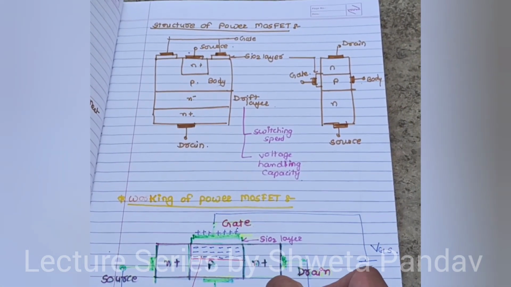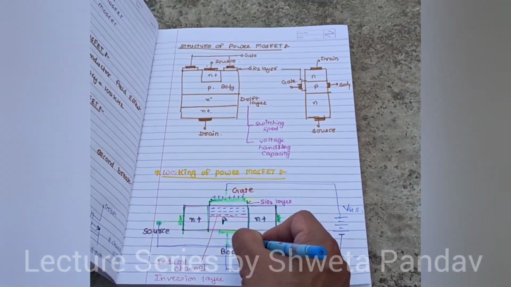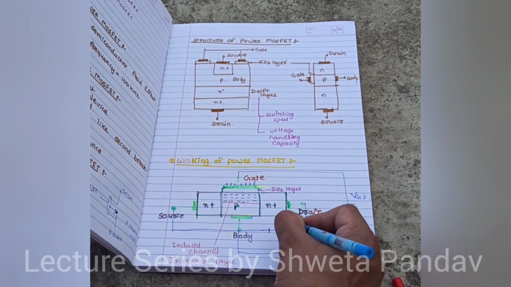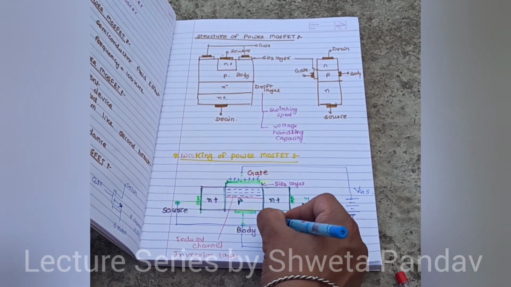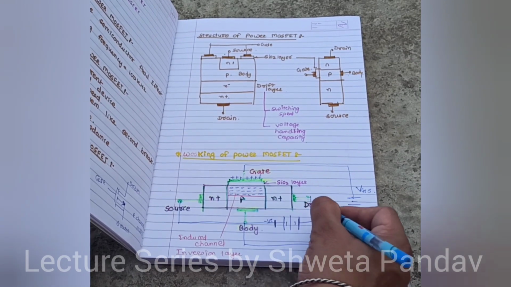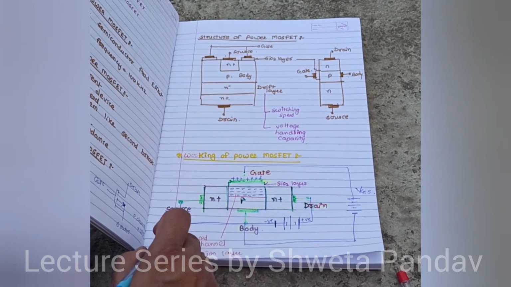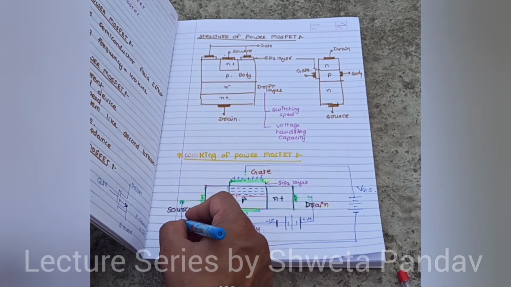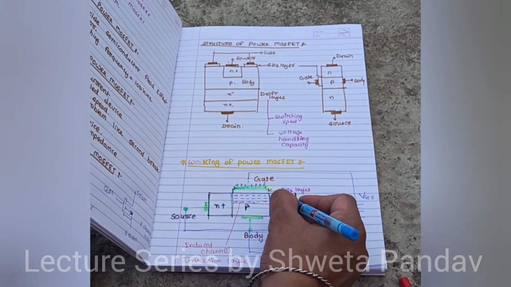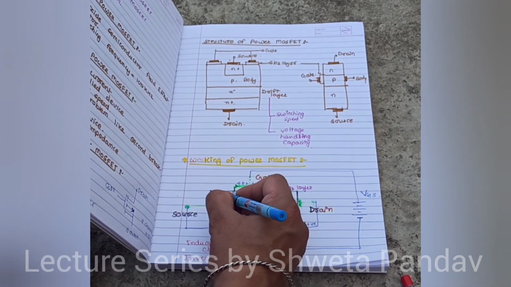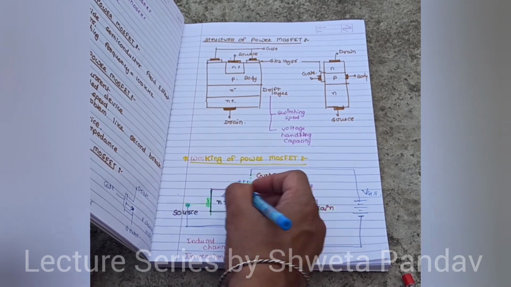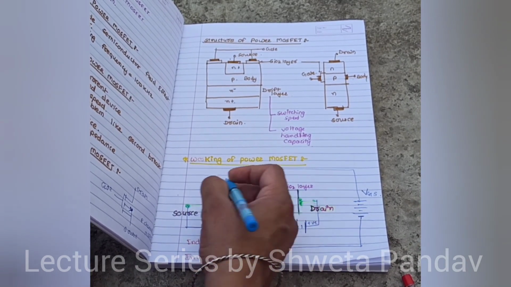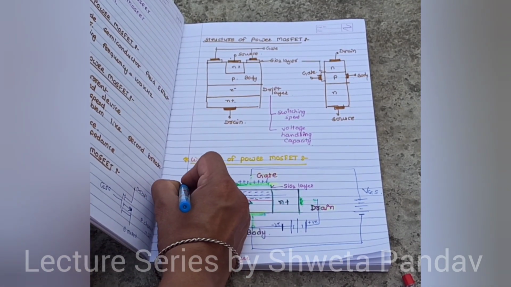The drain terminal is connected to positive battery supply and the gate terminal is connected to negative battery supply. Source is connected to negative, drain is connected to positive. So in that case, because of this drain to source battery supply, there is flow of current from the drain to source, and that current is called ID. That is nothing but a drain current.